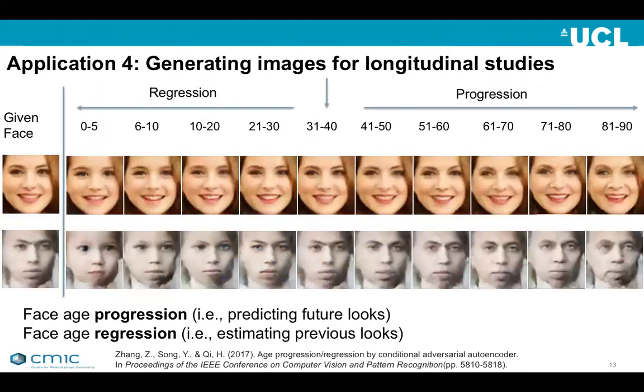Finally, recent success of deep learning has shown that it is possible to train a framework that can learn from cross-sectional data to model longitudinal studies. So in this case, the idea is, given the images of a face, we are able to predict the future look of the person or eventually estimate the previous look of the person.